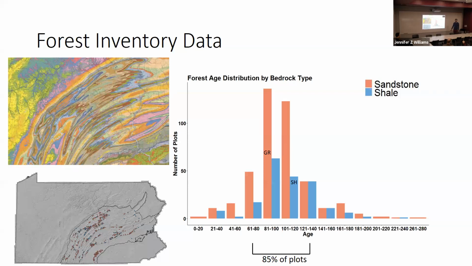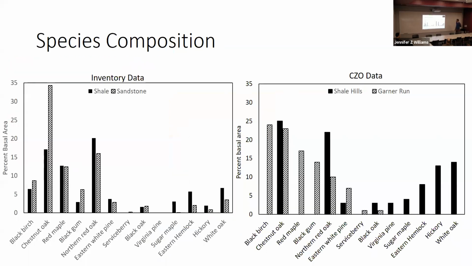So our sites are very representative of what's going on in the state, is what this shows. These two figures show the percent basal area of our plots at the CZO, the Shale Hill site and the Garner Run site, in relationship to the percent basal area of these species across the landscape as a whole, using all of the 615 plots.